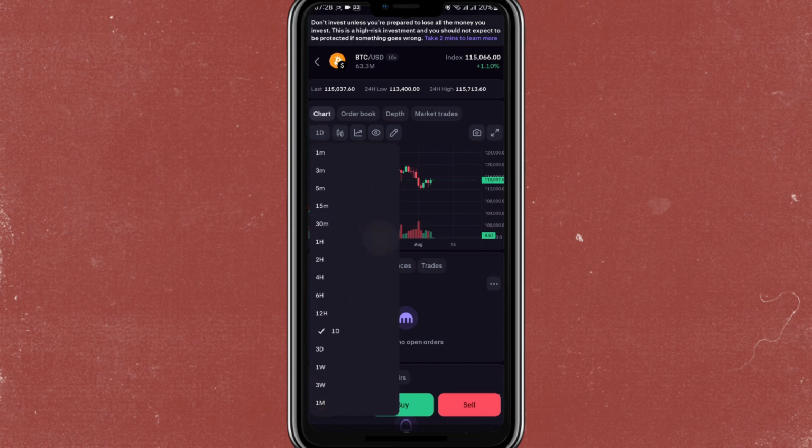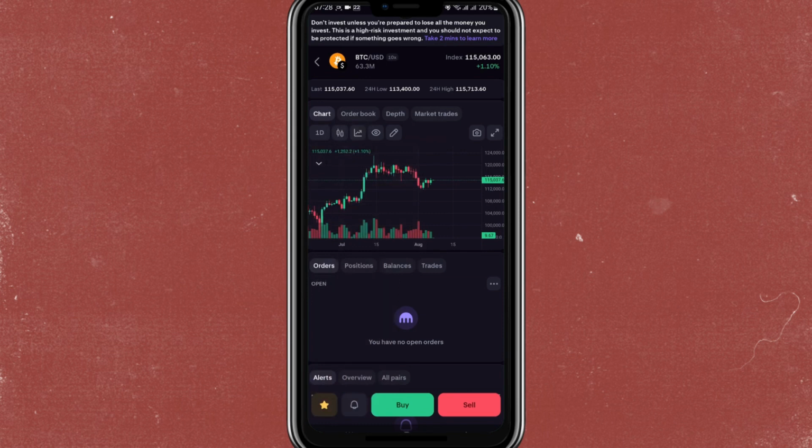So you can also use the tools menu to add indicators like moving averages, RSI, MACD, and Bollinger Bands to help analyze trends and momentum. Now you can also switch between different chart types such as candlesticks, lines, or bar charts, depending on what suits your trading style.